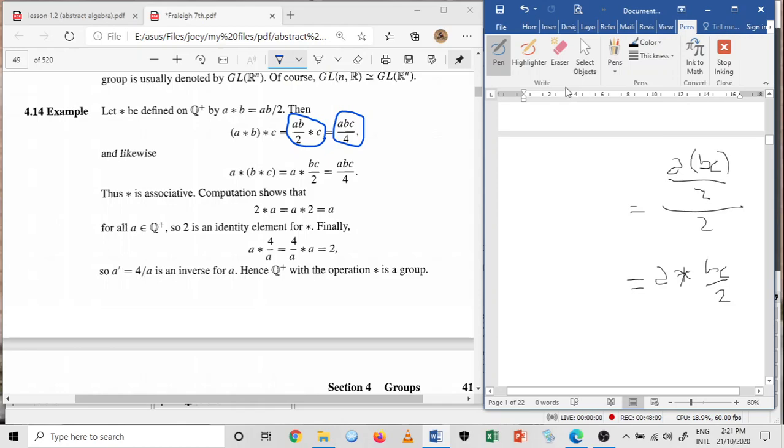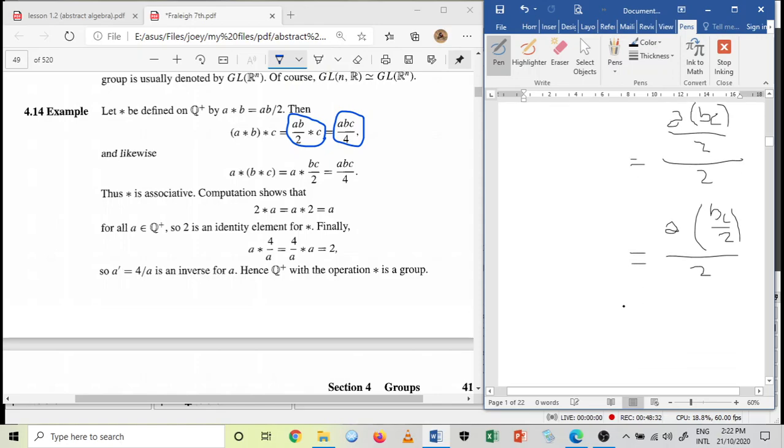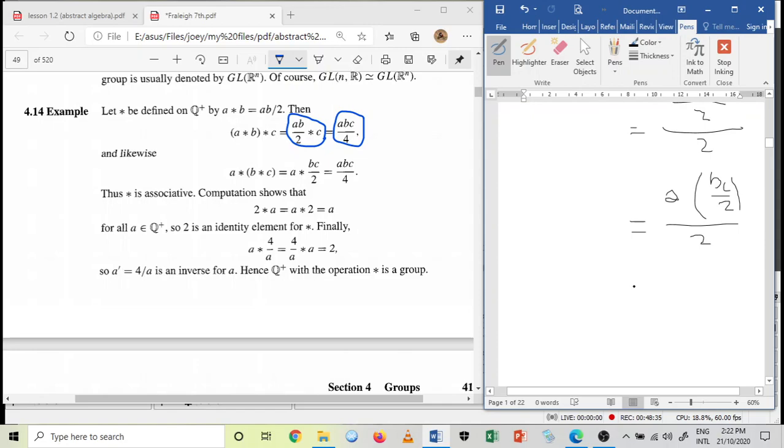Or first, let's make it a bit more detailed. That can be A times BC over 2 all over 2. But this is just equal to A operation BC over 2. And BC over 2 is just B operation C.